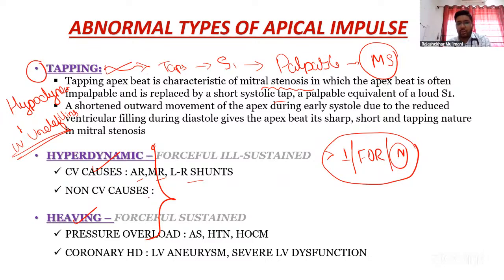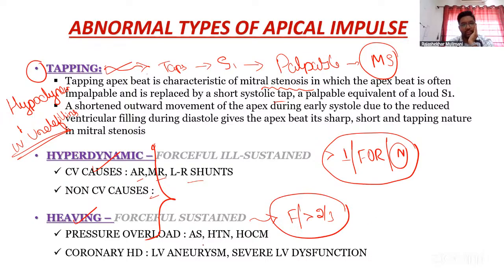And there are some non-cardiovascular causes also, like anemia, especially chronic anemia going into failure. Then you have thyrotoxicosis, you have very large AV malformations, etc. Then what do you mean by forceful and sustained? In which the apical impulse is forceful, lifts the palpating finger, and it is sustained. It is more than two-thirds of the systole.